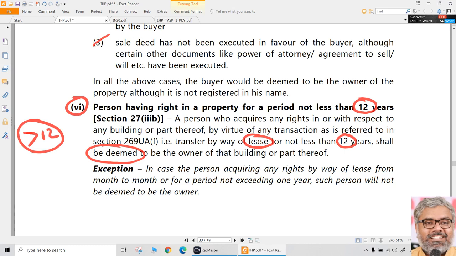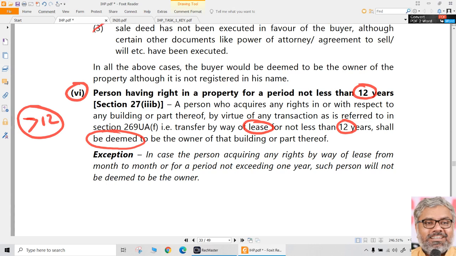But that is not what the Income Tax Act is telling. Legally he is not the owner. He is deemed to be the owner of the property for this purpose only. That's all. Only this purpose. So what usually happens is that they give the lease, let us say, yearly. Each year they will do an extension. Then the lessee will not be deemed to be the owner.